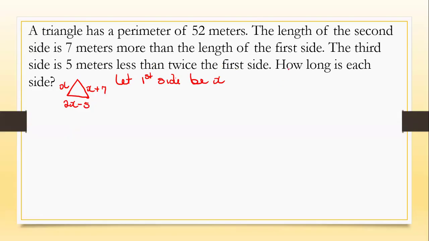So we now have our perimeter, which is 52. Now we know that the perimeter of a triangle tells us that we must add all three sides. So adding all three sides, we have x plus x plus 7 plus 2x minus 5 is equal to 52. And that's 52 meters.